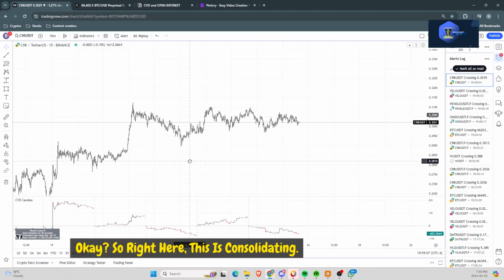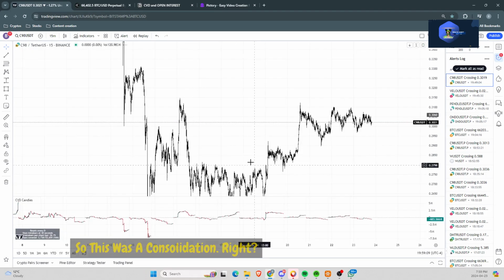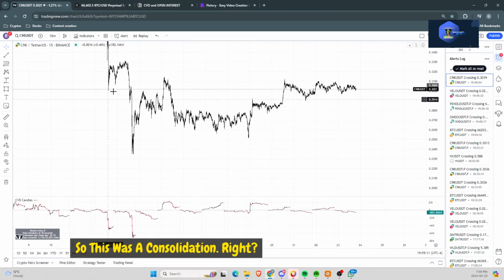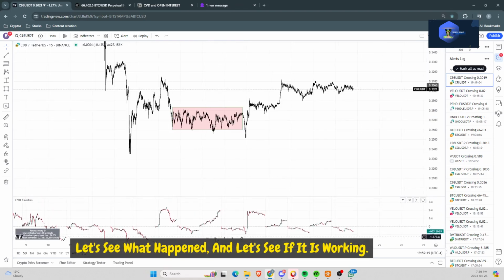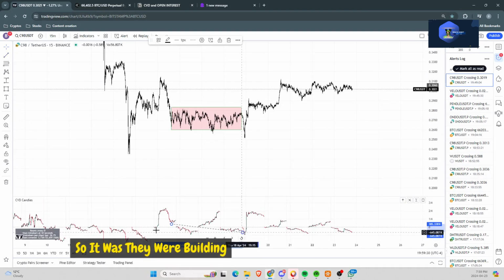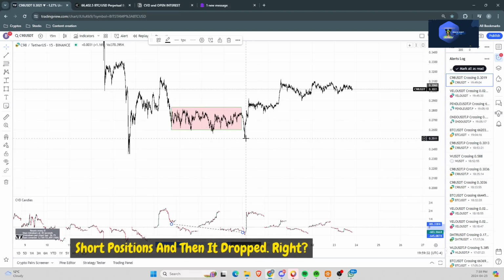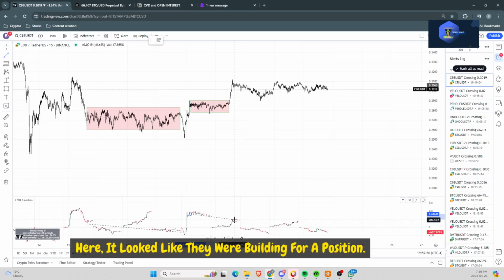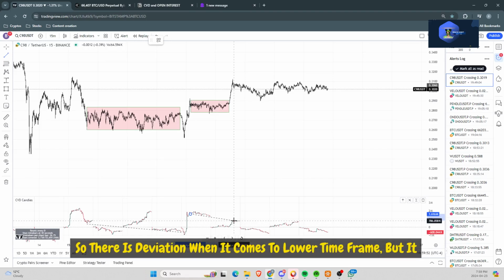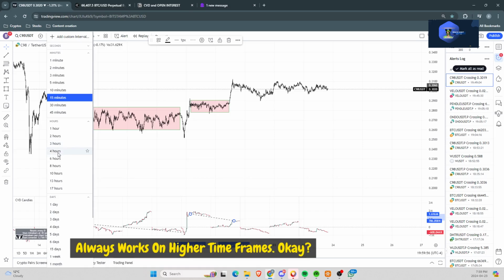Okay, so right here, this is consolidating. So this was a consolidation, right? In this area, let's see what happened, and let's see if it is working. Okay, so they were building short positions, and then it dropped, right? And then let's see this consolidation. Here it looked like they were building short positions, so there is deviation on the lower time frame, but it always works on higher time frames.